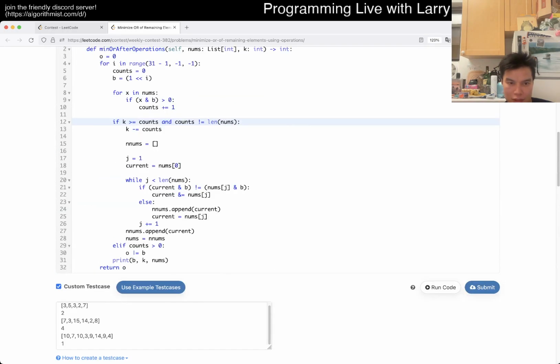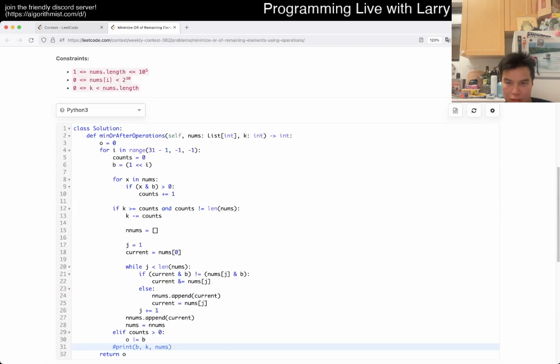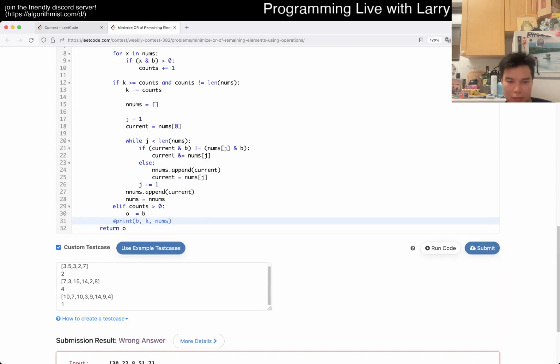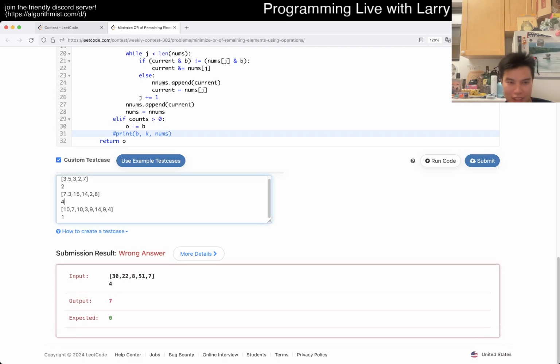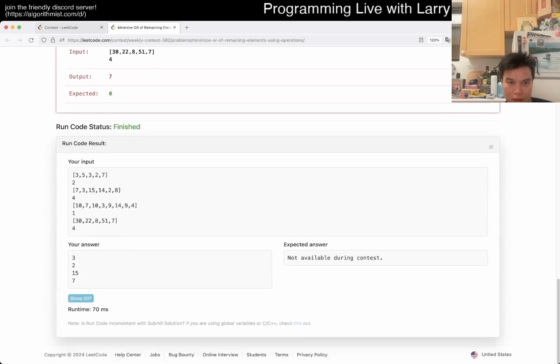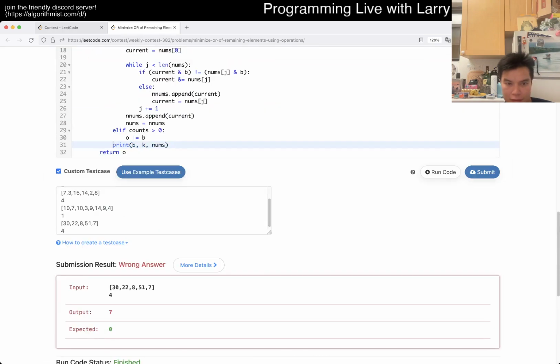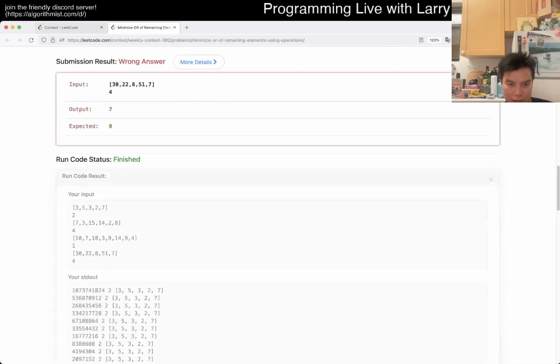3215. It may time out, but maybe I have a wrong answer. But it's a freebie at this point, so I'm not that worried about it. Should be 0, but I get 7. Why do I have 7?